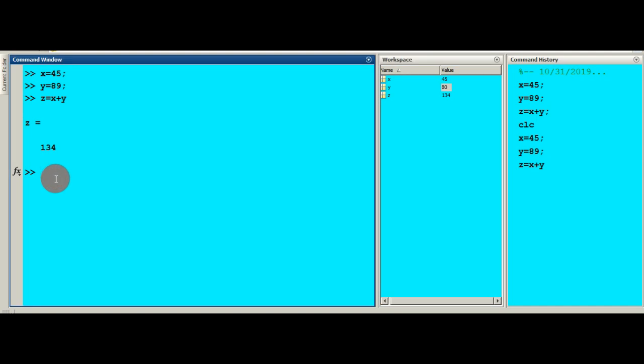So when you perform this addition z equal to x plus y, this will give you 125 instead of 134. I hope that you have got everything very well.